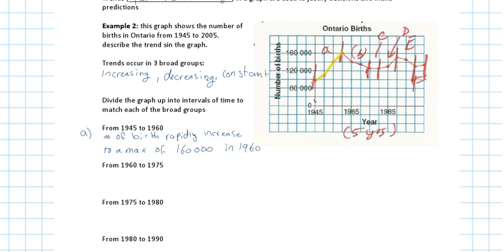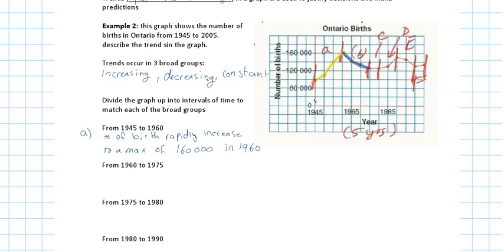Then we're looking at another part here where it is actually decreasing, right? So we look at from 1960 all the way to about 1975. We see that we have a decrease. Why did we stop here? Because after that we see it's constant, right? We don't see any change. So that's why we stop there.